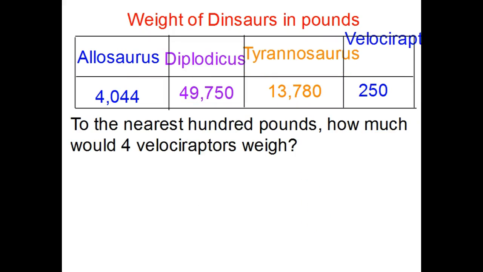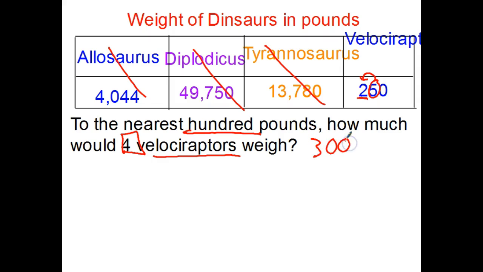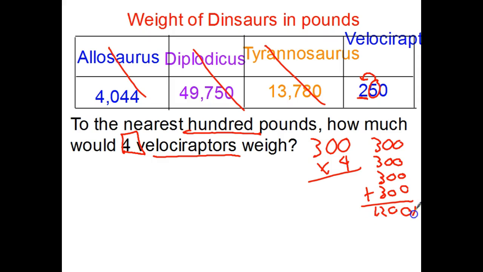And last one, to the nearest 100, how much would 4 velociraptors weigh? The only one I need to worry about is velociraptors. I'm going to the nearest 100, ones, 10s, hundreds, level 5 bully. Get off my floor, go up one more. So one velociraptor weighs about 300, and I can take it times 4, or I can also take 4 of them and just add them up. And if you do, I should be at 1,200 pounds.